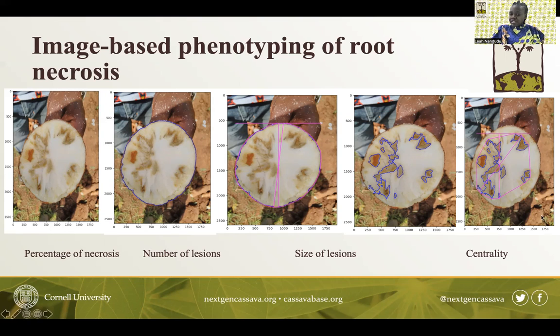centrality. Now, to explain the concept of centrality, we determine the center of the root, right? And then from the center, we can determine how far different necrotic lesions are from the center of the root. So if the necrotic lesion starts at the edge of the root, you can determine how far it is from the edge of the root to the center of the root. And if it's at the center of the root, then you know how far that necrotic lesion is from the center of the root, which gives us a picture on virus replication and virus movement.